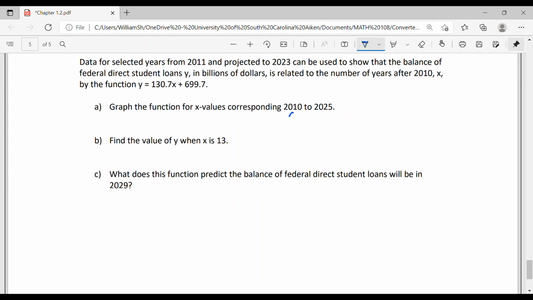Therefore, 2010 would be year 0. And that would make 2025 year 15. So we really want to graph this function from x equals 0 to x equals 15.